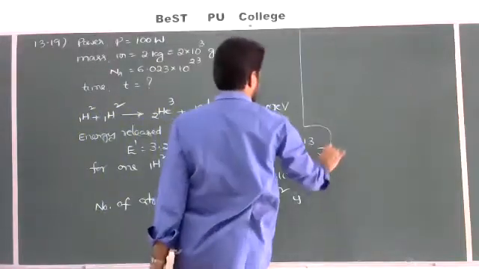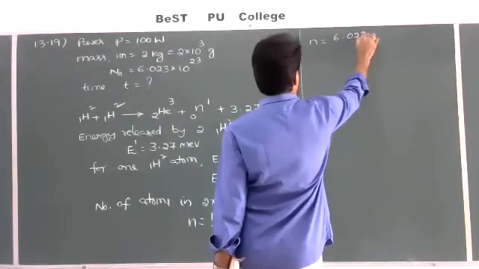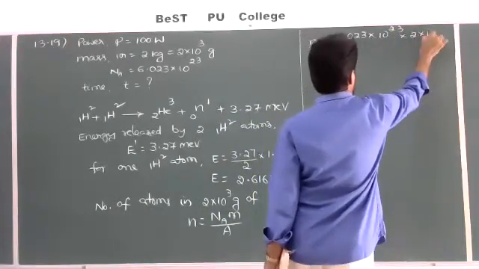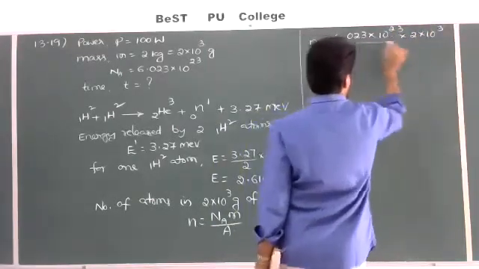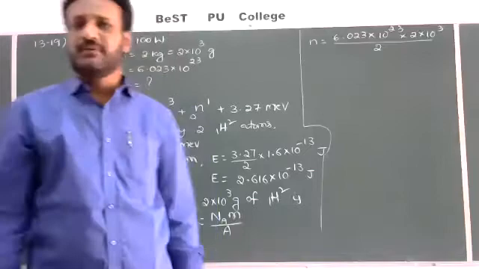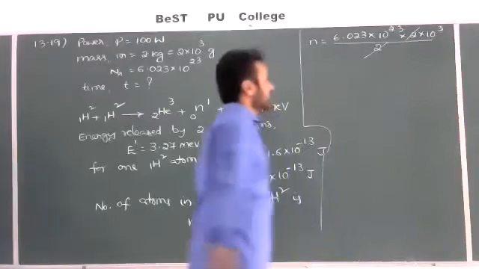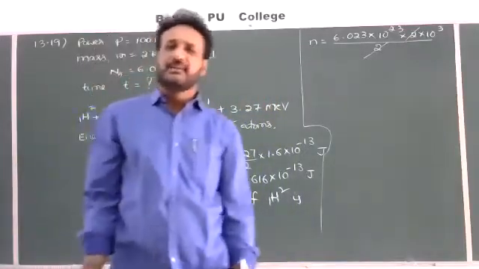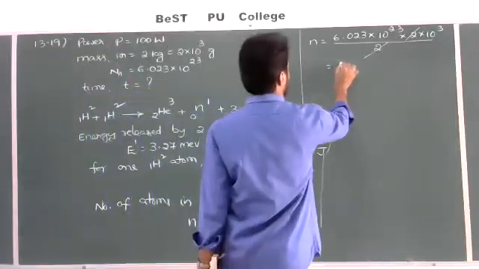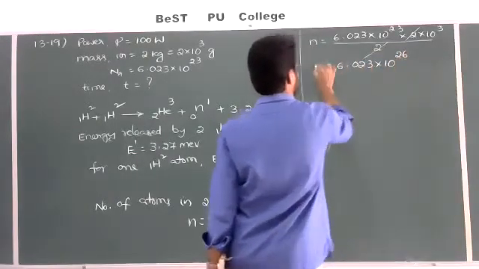Then I'll write here: number of atoms is equal to 6.023 into 10 to the power of 23 into 2000 grams, 2 into 10 power 3, by mass number, which is 2. That is 1H2, deuterium atom, so mass number 2 you should take. So 2 gets cancelled. 6.023 into 10 power 23 into 10 power 3, add both, we get 10 power 26. That is equal to 6.023 into 10 to the power of 26 atoms.